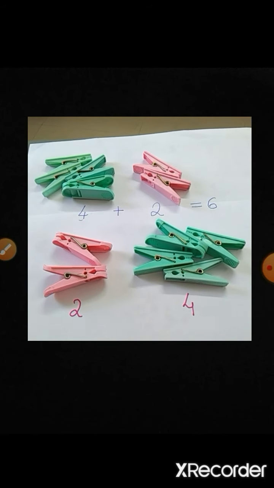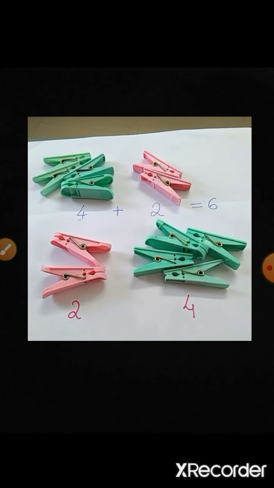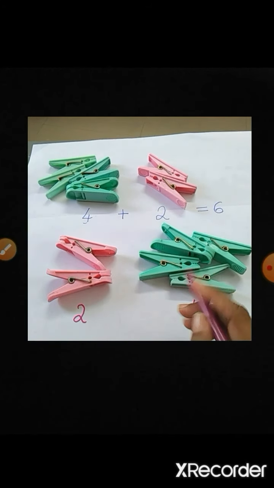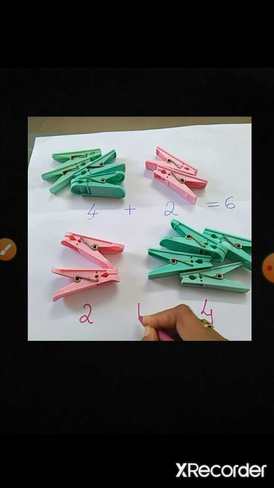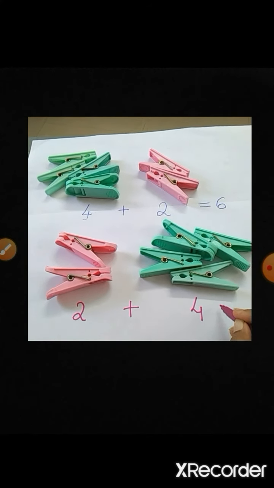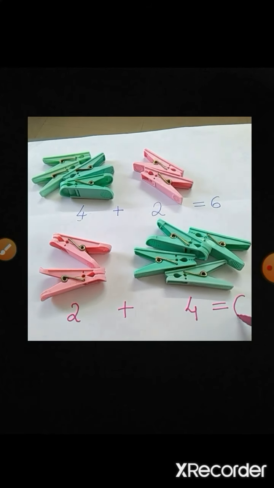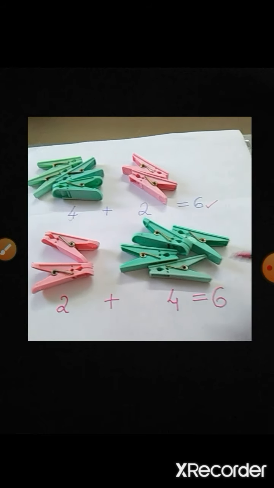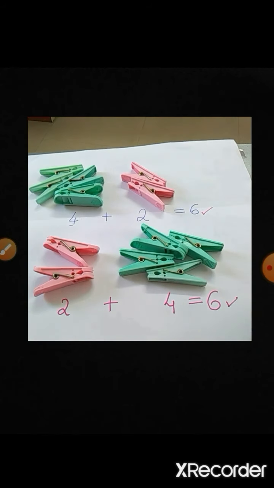Now I want to count how many total cloth pegs are here, these pink and these green ones. So let us add them, children. 2 plus 4. How many, children? Again we got 6 here. Here also we got 6 and here also we got 6.